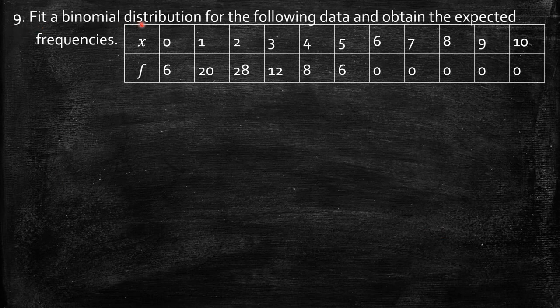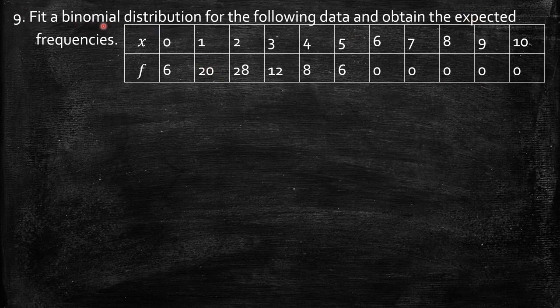Problem number 9. Fit a binomial distribution for the following data and obtain the expected frequencies. The data here is given for x ranging from 0 to 10 with its frequency, that is f equal to 6, 20, 28, 12, 8, 6, 0, 0, 0, 0. So the observed frequencies are given. Now I want to find the expected frequencies by fitting this data into a binomial distribution.